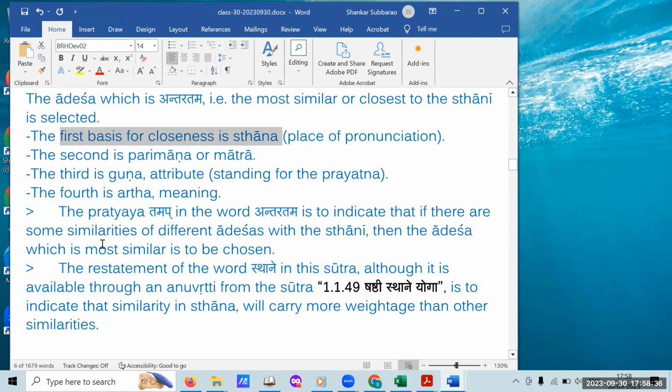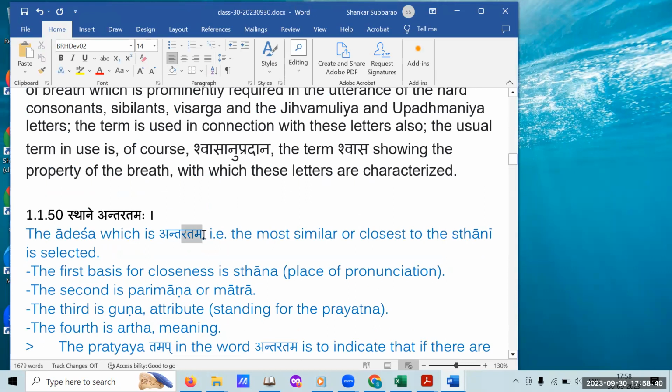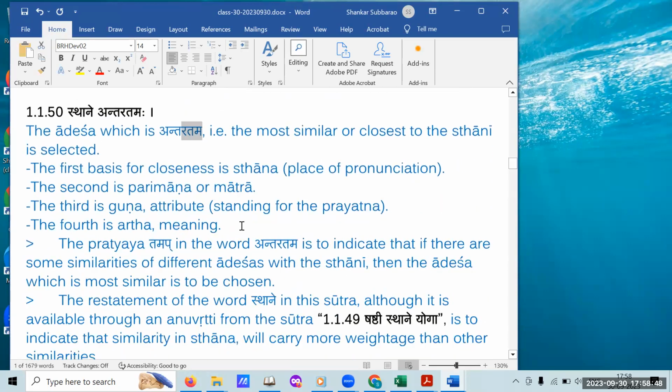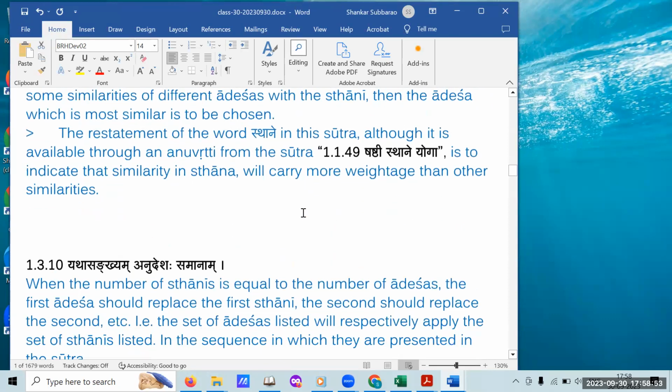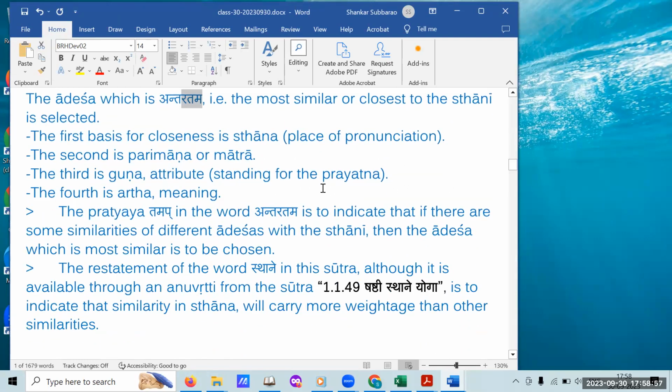All right. And this, it says Antara Tama. Tama means closest. Why? It's superlative degree. Closest. Close, closer, closest. Antara Tama means closest. So this is what has to replace. All right. This is one rule for finding, when you have a bunch of replacements and a bunch of things which can be replaced, which one should replace which? Like eco-energy. We will look at that.